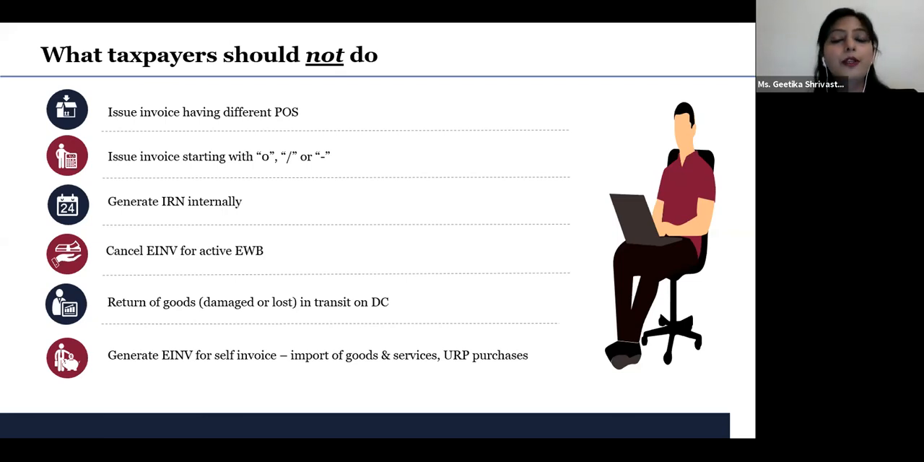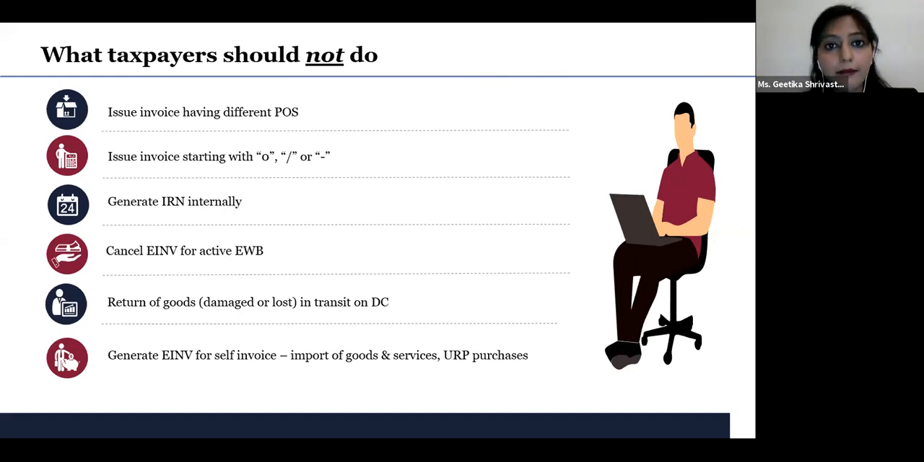Every B2B invoice, which requires the generation of a tax invoice and e-invoicing, has to be sent on the IRP portal. You cannot cancel any e-invoice if the corresponding e-way bill is active for that e-invoice, even if you have the timeline to cancel it. Like the 24 hours timeline is there.